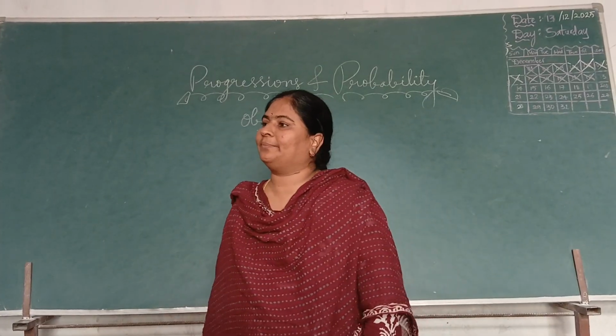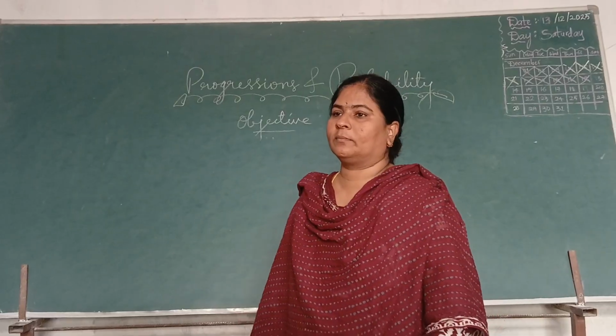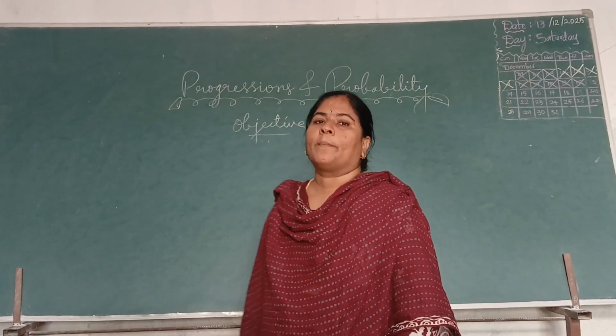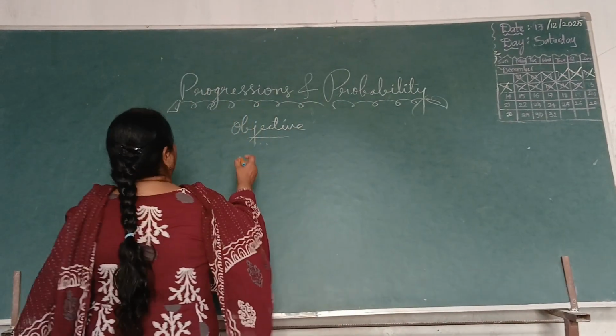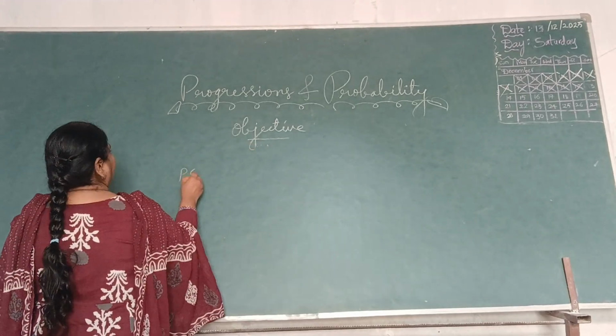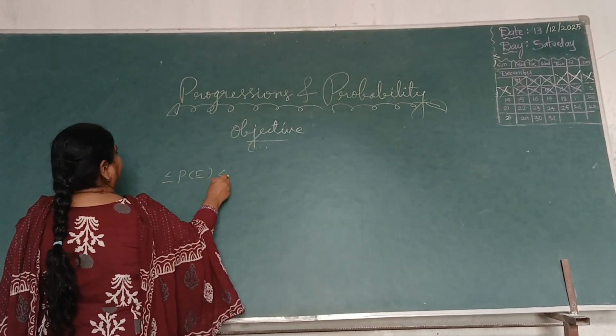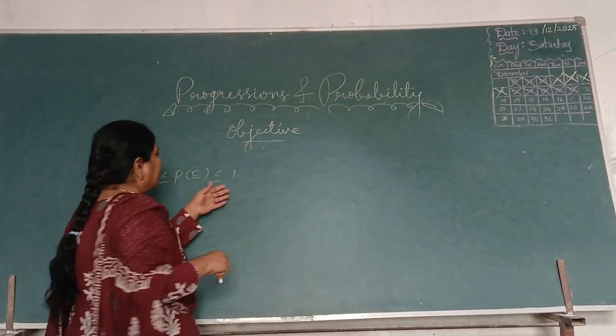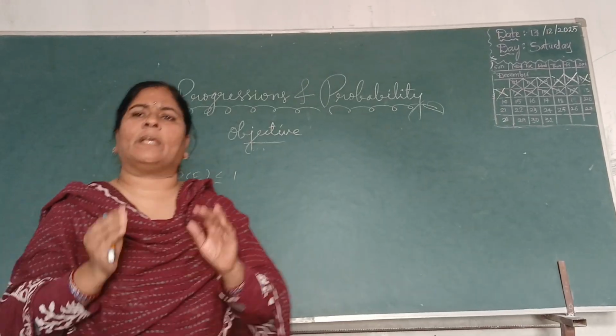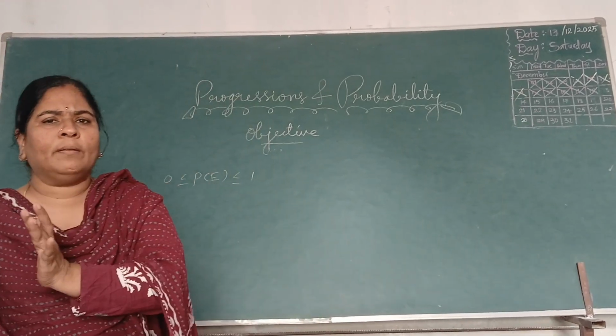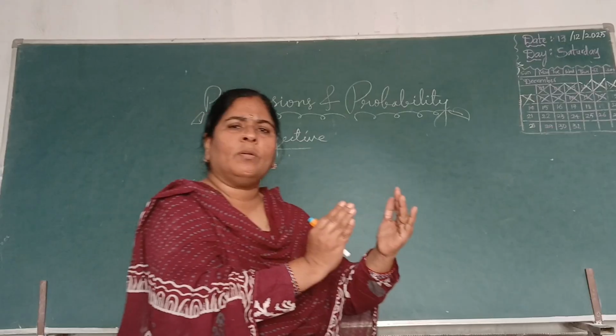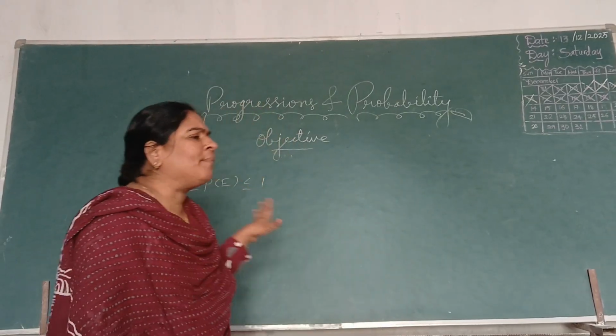Next question: which of the following cannot be the probability of an event? Probability of an event always lies between what and what, children? 0 and 1. Very good. It cannot exceed 1, that means it cannot be greater than 1. It will be 1 or less than 1. It will be 0 or greater than 0. It will not be negative also.